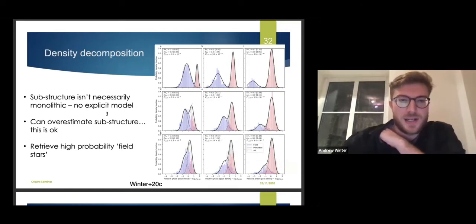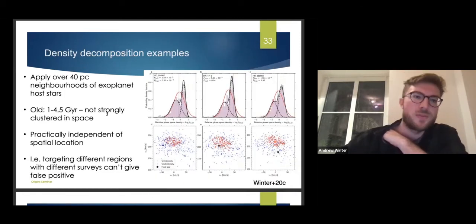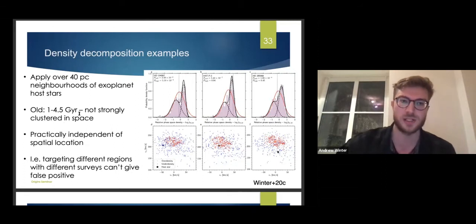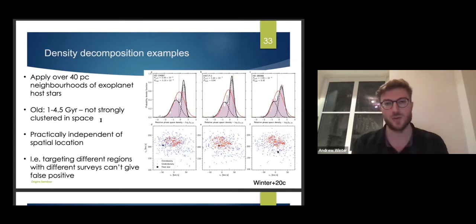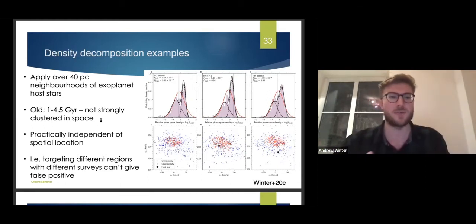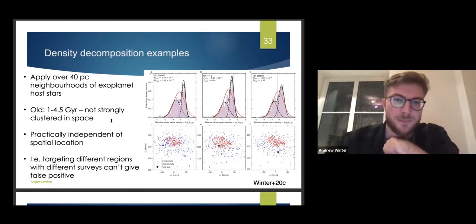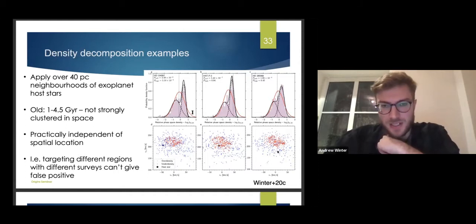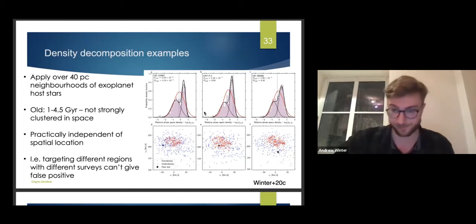So we can apply this to 40 parsec neighborhoods of exoplanet host stars. We choose old stars which are not strongly clustered in space, so these are neighborhoods which don't include bound clusters. They're just 40 parsec neighborhoods around known exoplanet host stars. This method is practically independent of spatial location. We get pretty similar cuts between the high density and the low density in each spatial location.